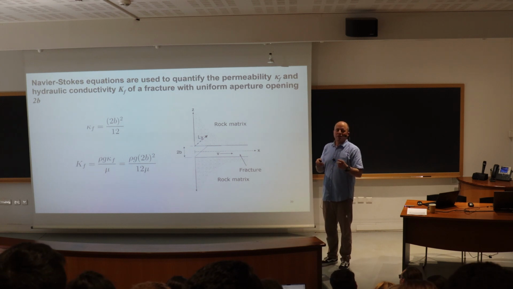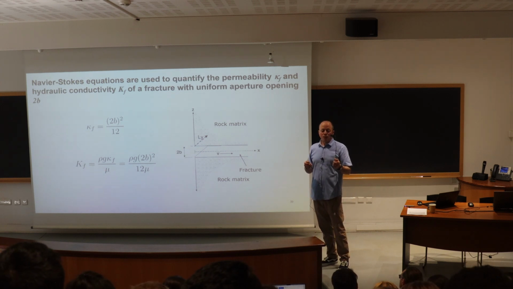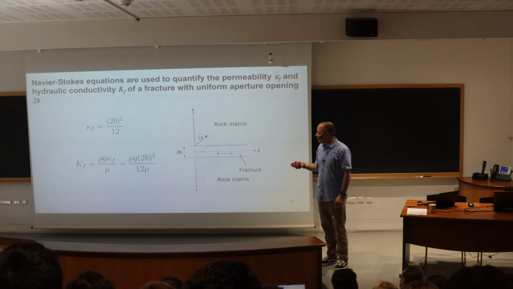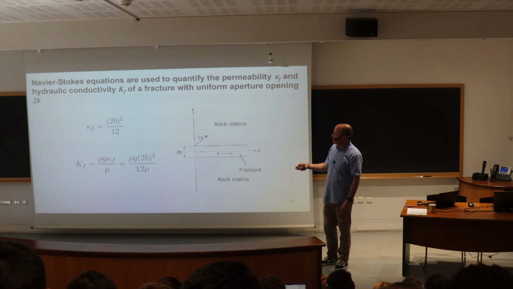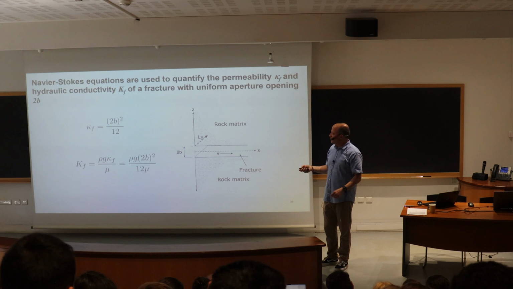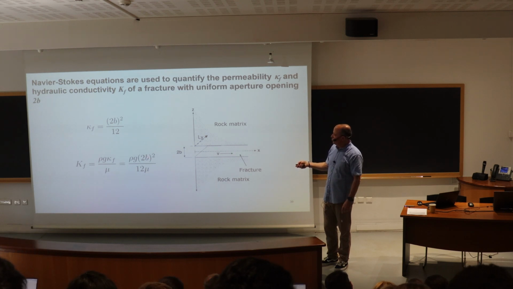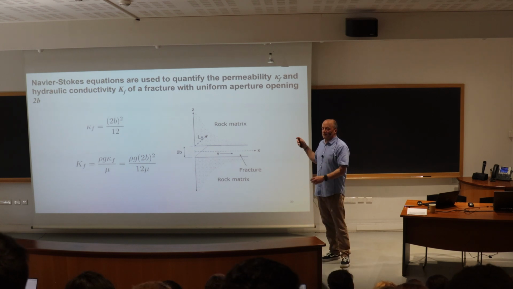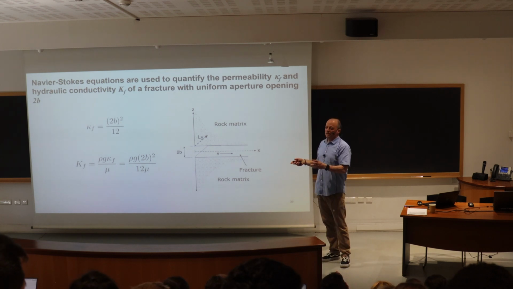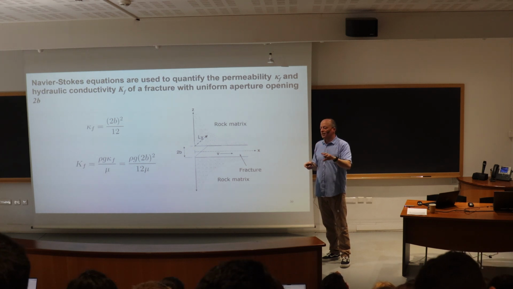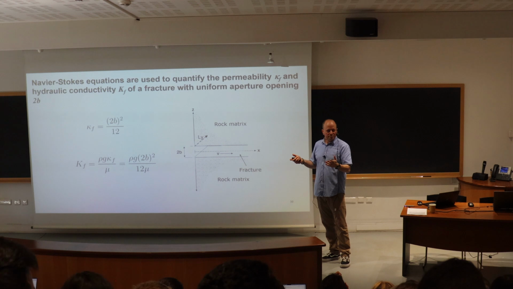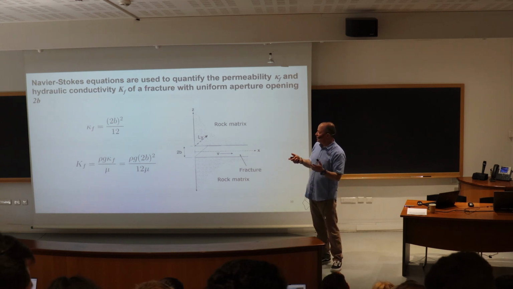And if we use the same definition of hydraulic conductivity that we had for a non-fractured system, the hydraulic conductivity of this fracture is going to be density times g divided by viscosity. So these are properties of the fluid, times 2b squared over 12. And again, although we know that natural fractures are not nice parallel plates, they're very irregular, this is used for computing the hydraulic conductivity of a fracture.